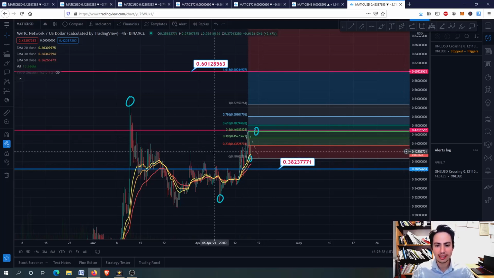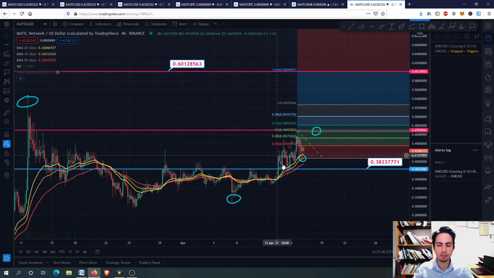Okay, so right now MATIC looks good with this price action. It actually broke the major resistance level and the previous high I wanted to break. Okay, so right now it looks pretty good.